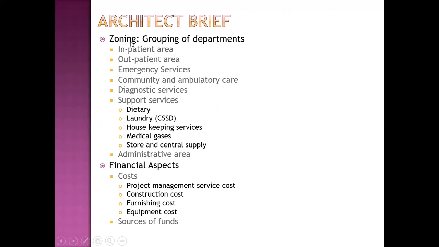Then it includes zoning, that is grouping of departments, and some of the zones of hospital include inpatient area, outpatient area, emergency services area, community and ambulatory care area, diagnostic services area, support services area, including dietary, laundry, housekeeping, medical gases, store and central supply, and administrative area. So these are various zones of a typical hospital. Then financial aspects include cost of project, cost of construction, cost of furnishing, cost of equipment, and finally sources of funds.